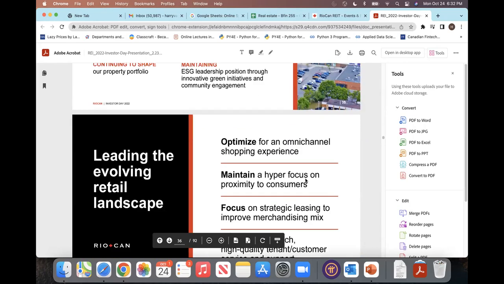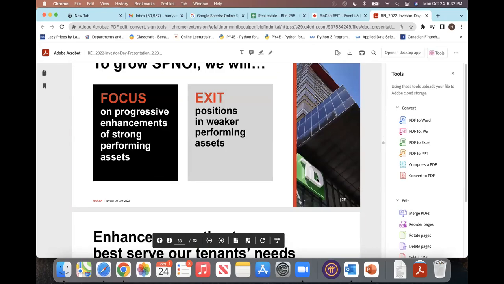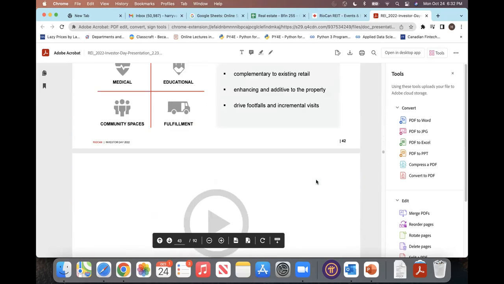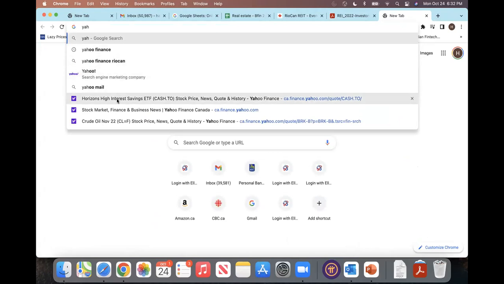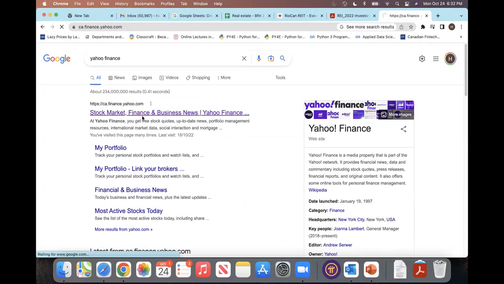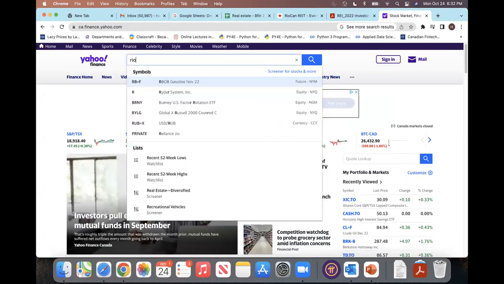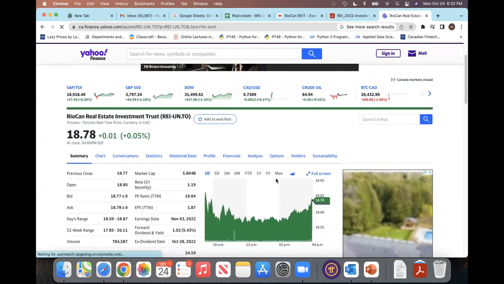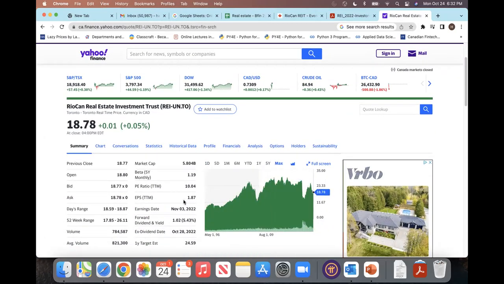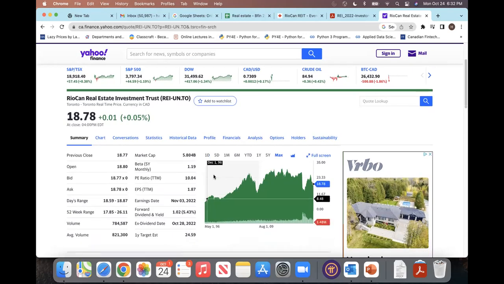So this is a mixed REIT. Mixed REIT means they have some commercial interests, they have some residential interests. Now if you go to Yahoo Finance and type in RioCan, I'll show you the price. So this is the REIT that we were talking about. If you do max, this was $6 in 1996, and over the years it has fluctuated because it's based on interest rates, right? Right now it is trading at $18.